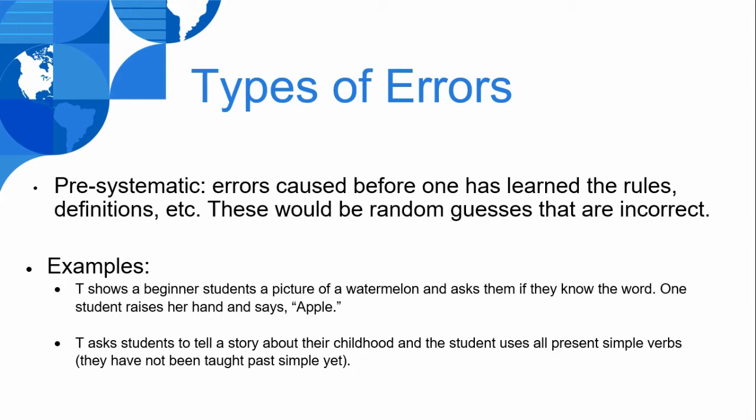Similarly, if a teacher asks students to tell a story about their childhood, and the student uses all simple present verbs, and they have not been taught the past simple yet, then that would also be a kind of pre-systematic error. There are errors, again, that students haven't learned the material yet, and so they don't have a system in place to know or understand that material.